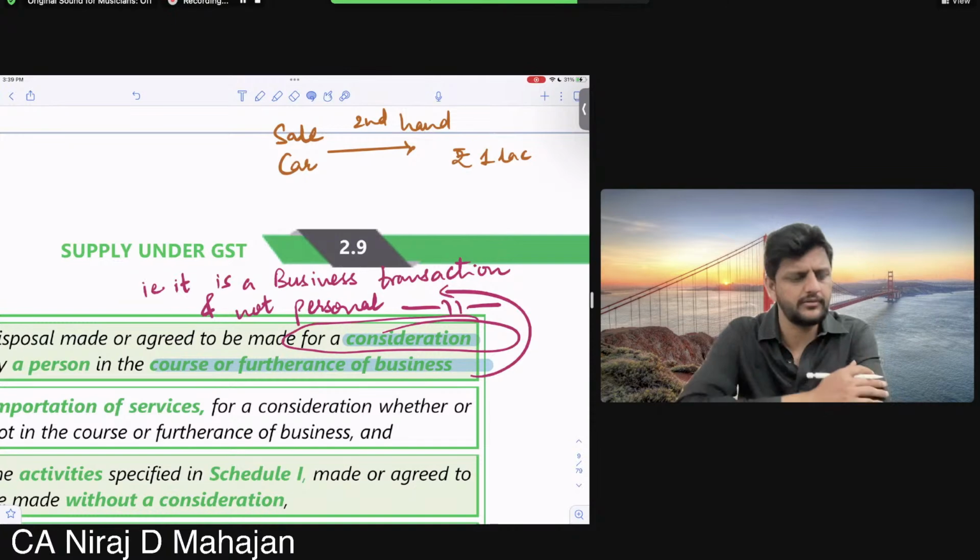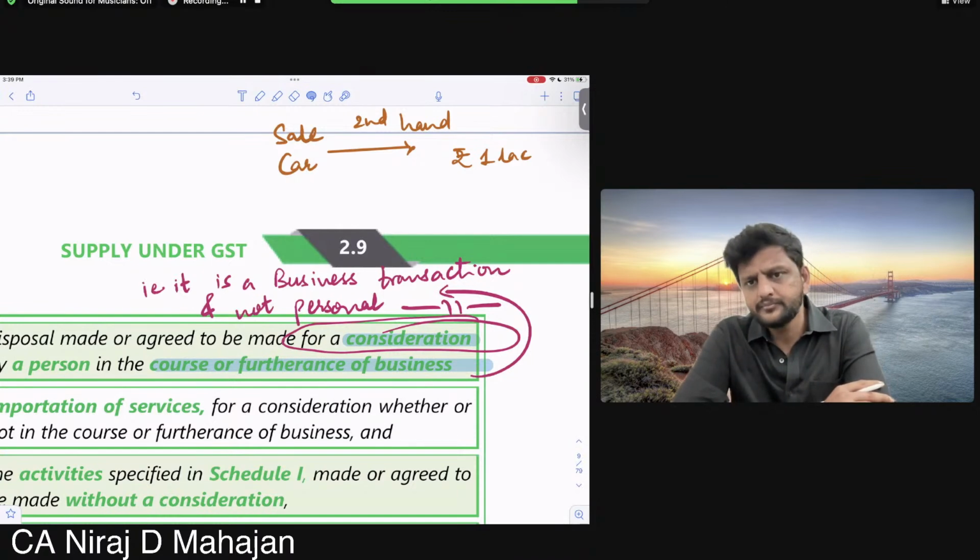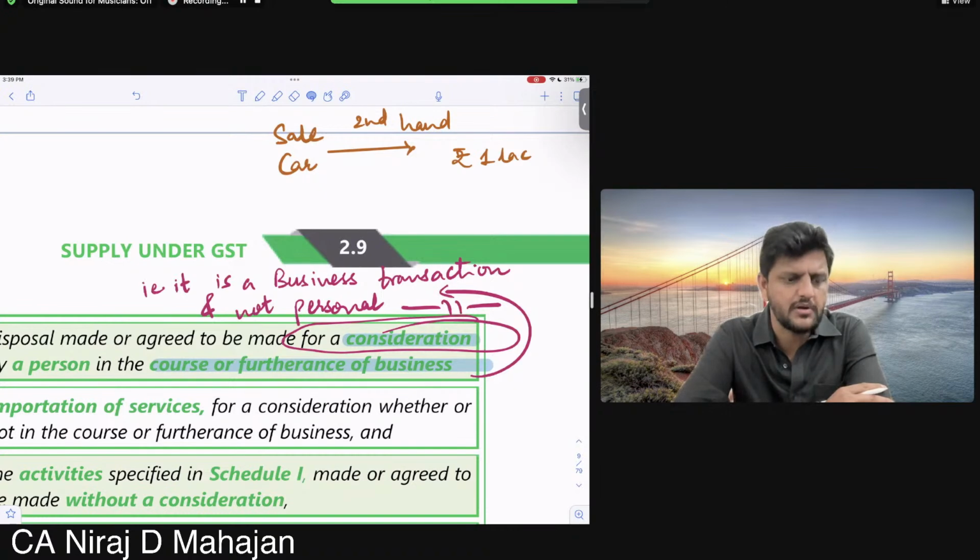Now me as a person, am I doing this for me? I'm getting rupees 1 lakh and I'm supplying the car. Children, for me, is this transaction a business transaction or a personal transaction? It is a personal transaction. Okay? It is a personal transaction.